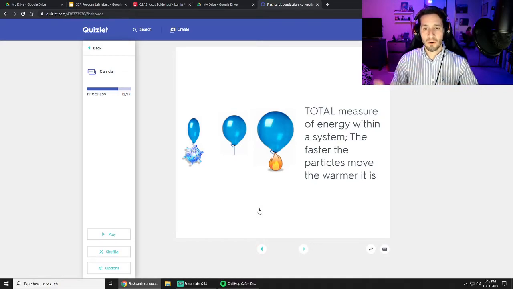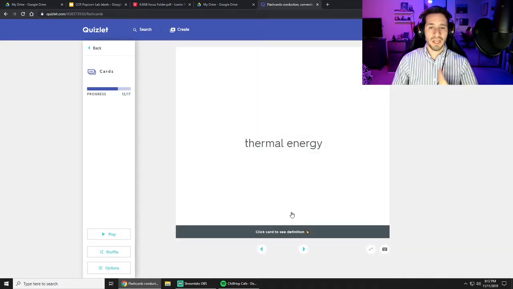Number 12, total measure of energy within a system. The faster the particles move, the warmer it is. We are pretty sure we know this. This is known as thermal energy. Thermal energy is the definition of how much the molecules within a body are moving.